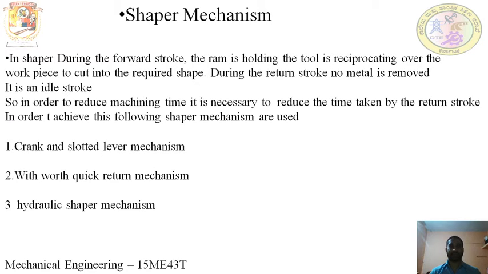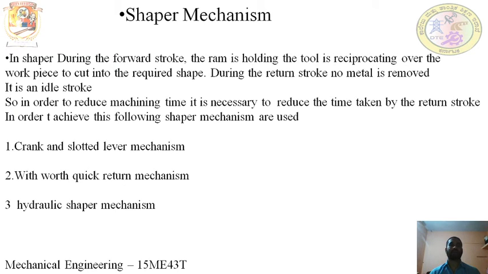Therefore, in order to save production or machining time, this idle time has to be reduced. That means the return stroke should be performed in a much shorter time compared to the forward stroke. The return stroke, which is idle, has to be performed quickly compared to the forward stroke. That's why it is called a quick return motion mechanism.